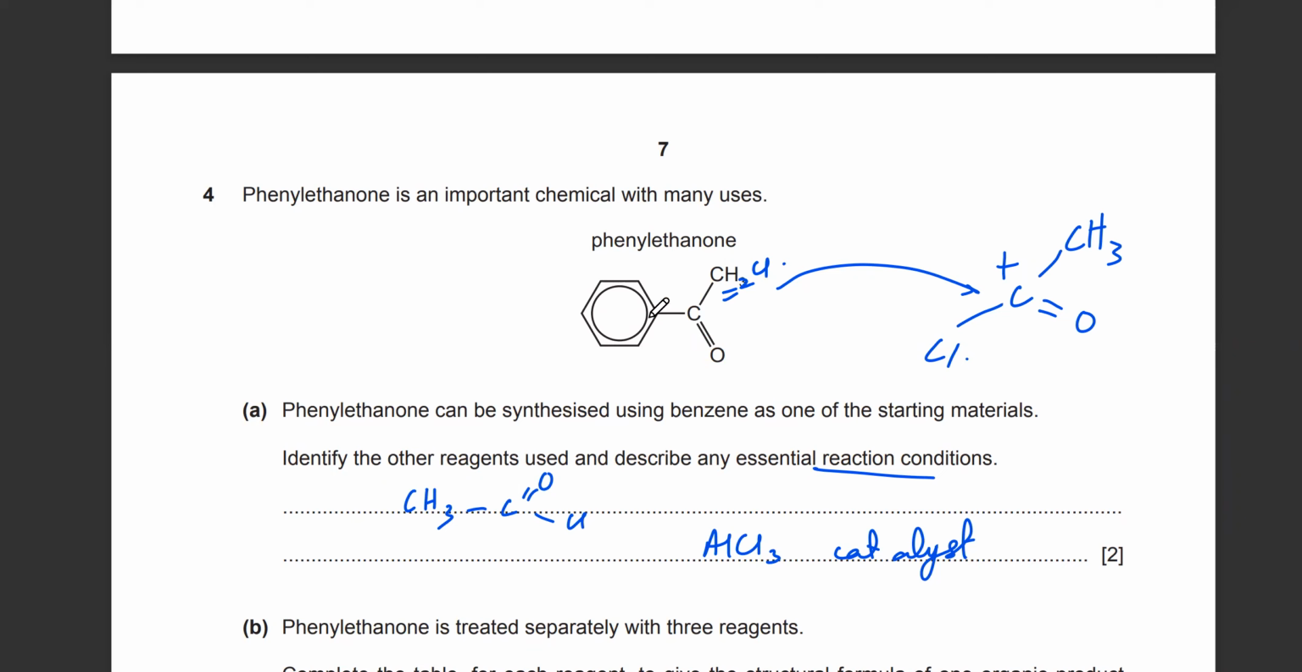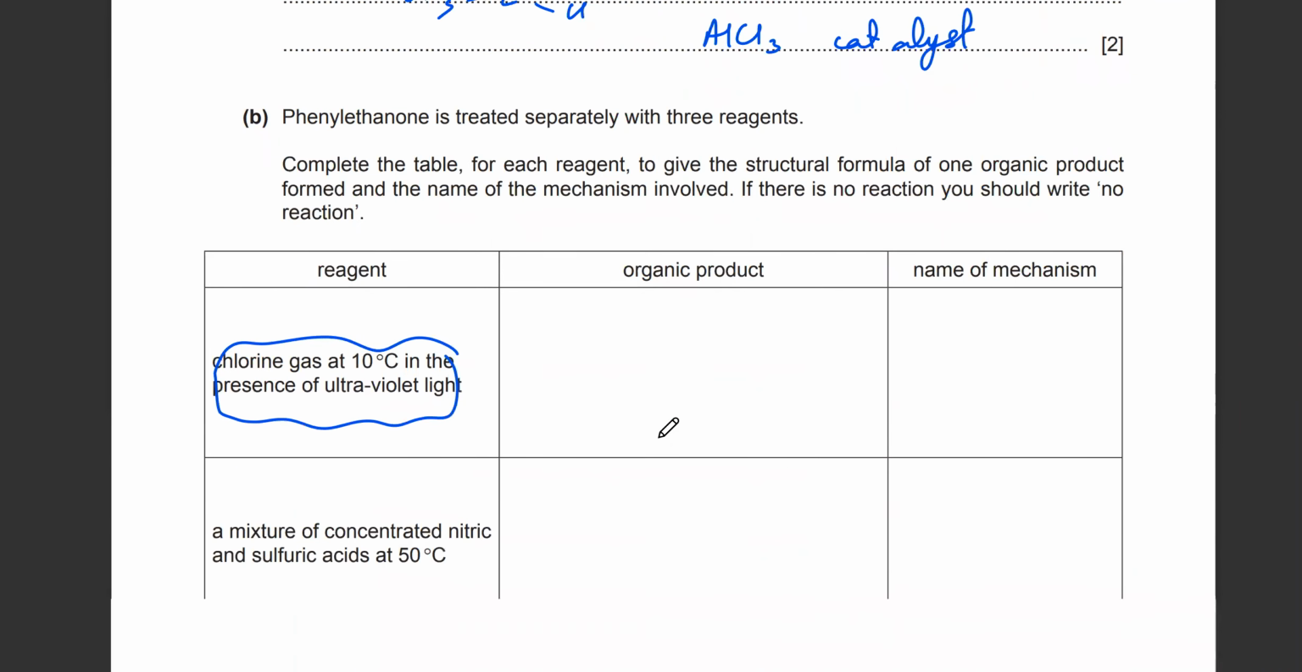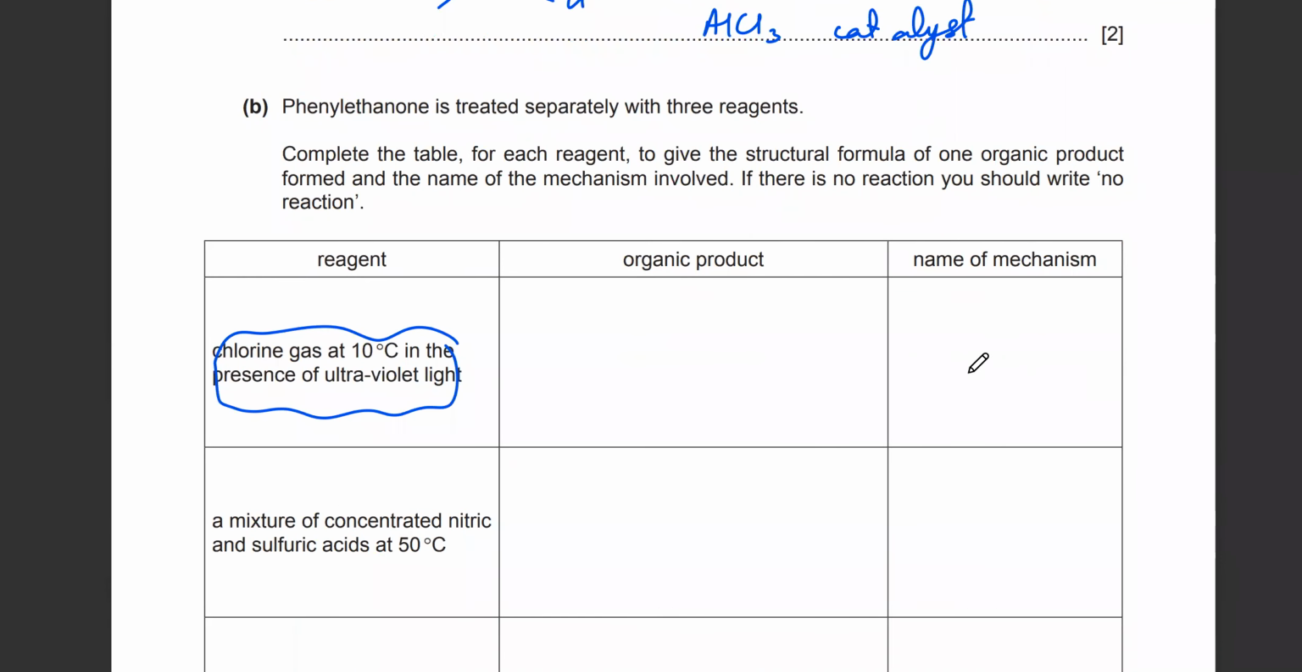Chlorines get attached to benzene only when there's a catalyst involved, not otherwise. So under UV light, it's only these hydrogens that are going to get substituted. So free radical substitution would happen. And the name of the mechanism would be free radical substitution.